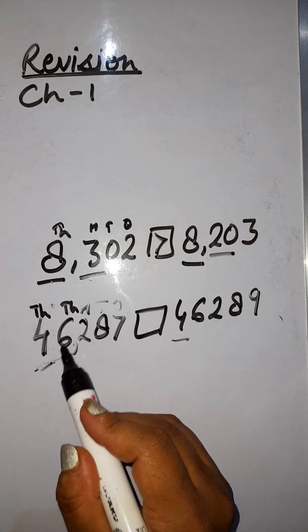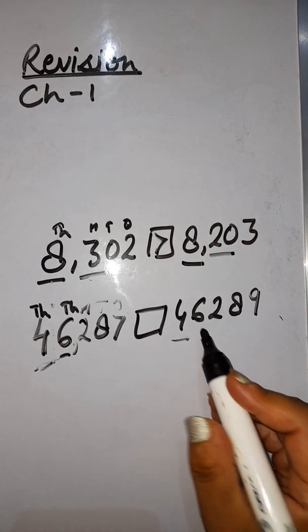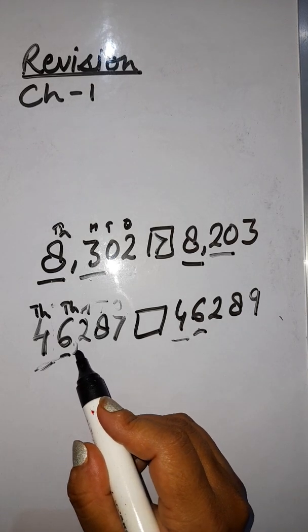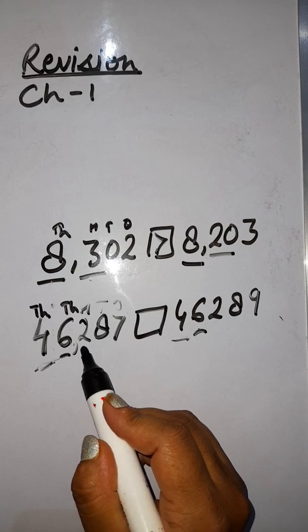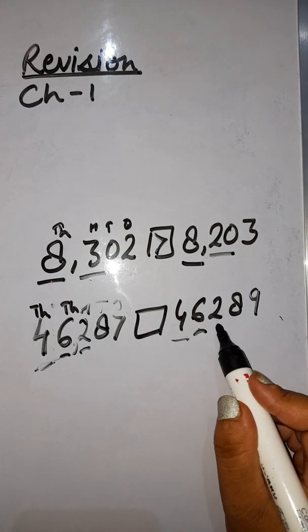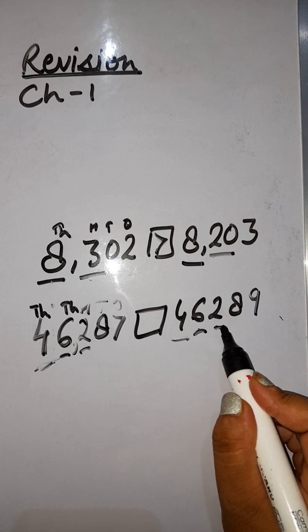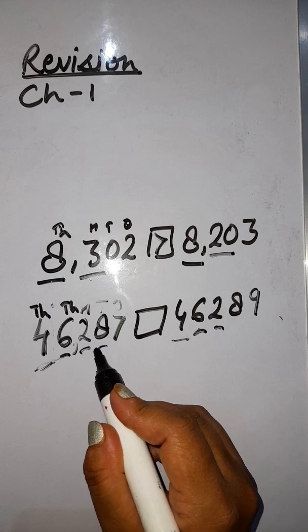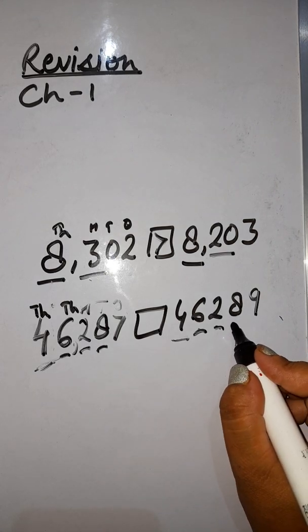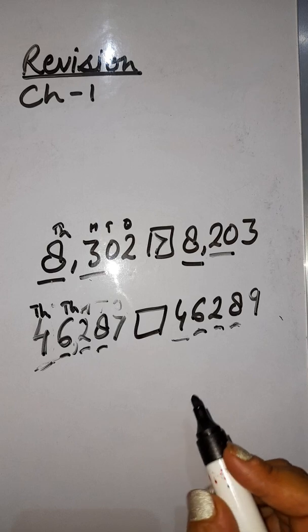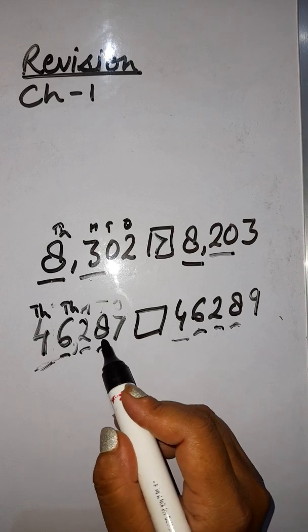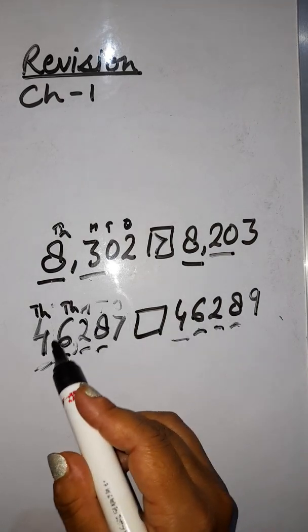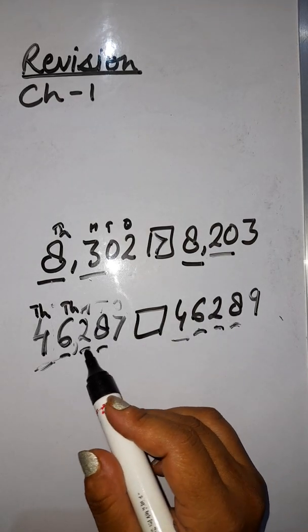Now we'll check the 1000 place. Here in the 1000 place we have 6, and on the other side we also have 6. In the next step we'll look into the hundreds place. Here we have 2, and in the hundreds place we also have 2 here. Now the next step is to look into the tens place. We have 8, and in the next number we also have 8. So in the 10,000, 1,000, hundreds and tens places, both numbers have the same digits.